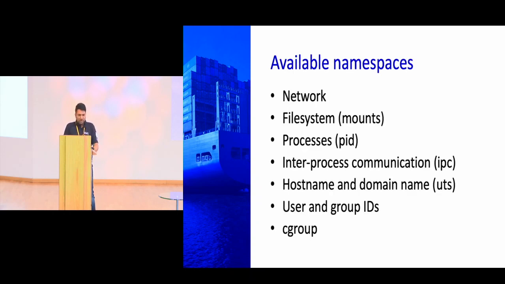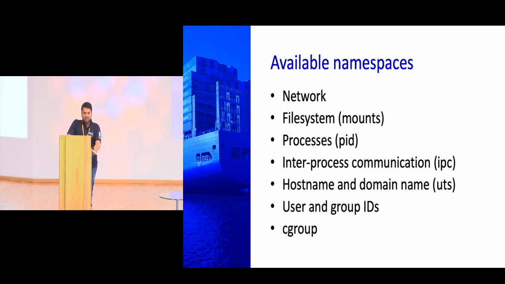These are the available namespaces: network, file system, process ID, inter-process communication. For example, what does the network namespace do? When we start a container, it gives the container a connection to your ETH0 or bridge. The network namespace is the one which helps in connecting or wiring that particular container to the actual network.